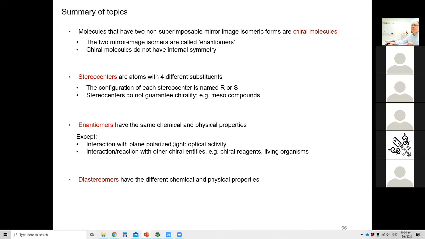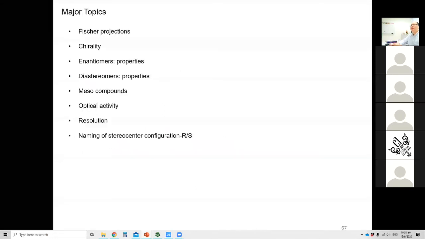So it's achiral. Enantiomers have the same chemical and physical properties except optical activity, and they have opposite optical activities. If the enantiomers interact with other chiral entities, that's a chiral-chiral interaction, so it's going to be different. Diastereomers are non-mirror images and totally different, with different chemical and physical properties. Because of that, we can separate enantiomers by turning them into a pair of diastereomers and then separating them. All right, that's pretty much chapter 4.